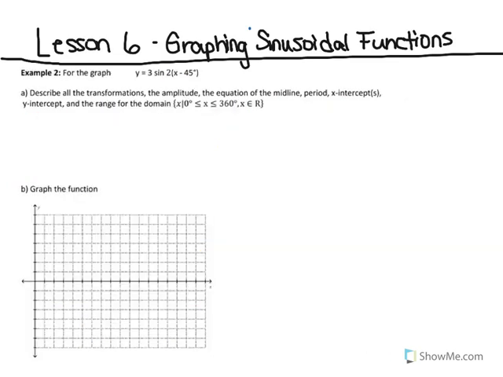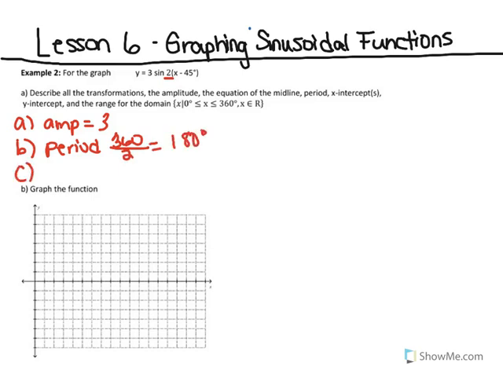Alright, example 2, same thing. So our A is our amplitude, which is 3. Our period length is from B, so we're dealing with degrees, so we're going to take 360 degrees divided by our B value, which is 2, which is 180 degrees. So our period length is 180. Our C is a horizontal translation of 45 degrees. So that means it is moving 45 degrees to the right. It's always the opposite direction of the sign. And D is our vertical translation, and there is none.